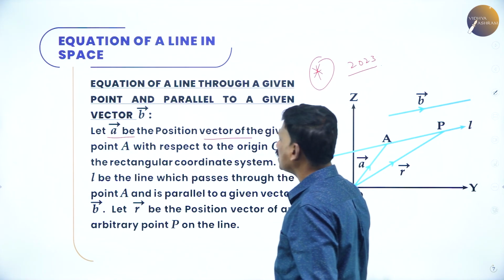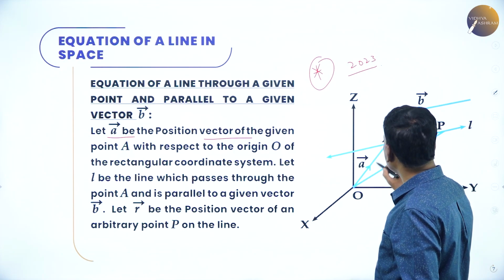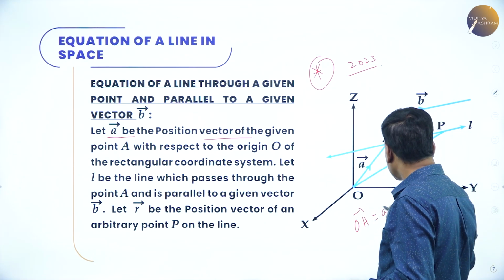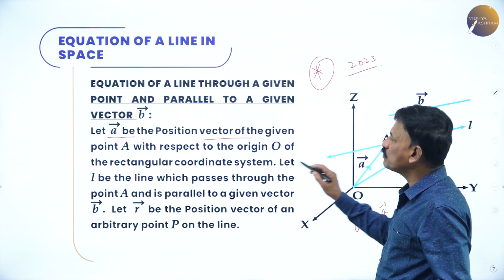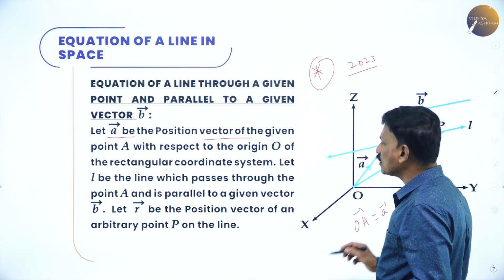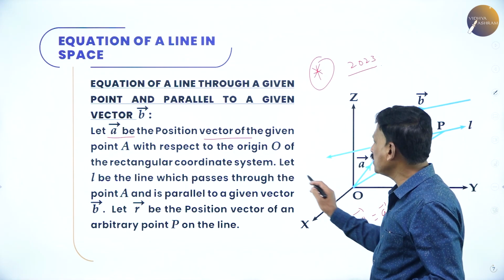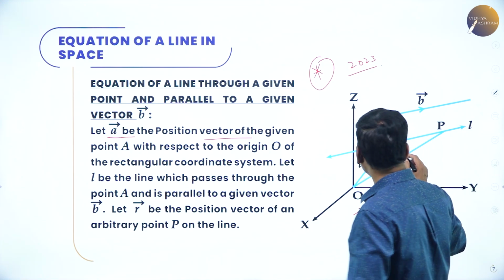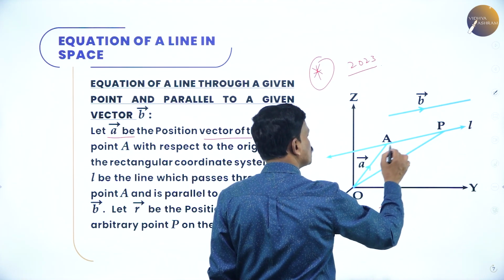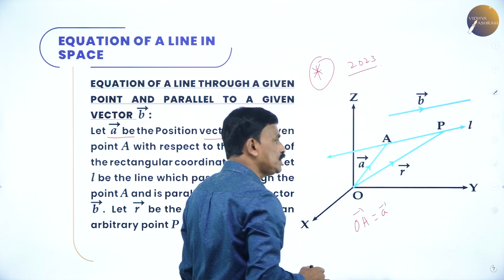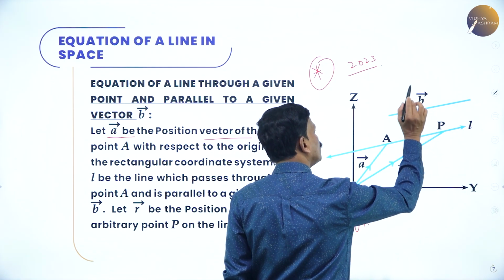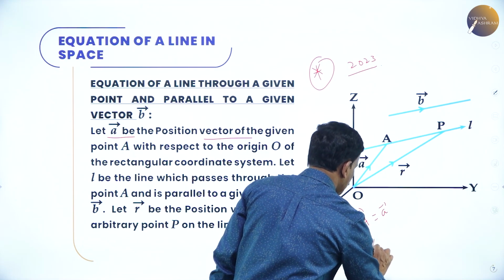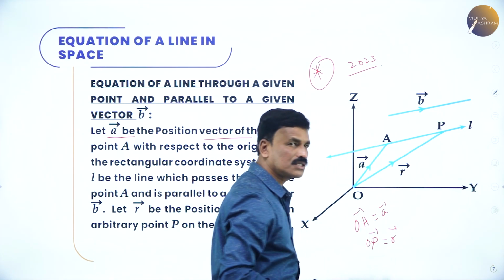Let A be the position vector of the given point A with respect to the origin. So, the position vector of A: vector OA is equal to vector a, in the rectangular coordinate system. Let L be the line. This is the line. Let L be a line which passes through the point A and is parallel to the given vector b. Let P be any point on the line whose position vector is given by vector OP equal to vector r. That's it.